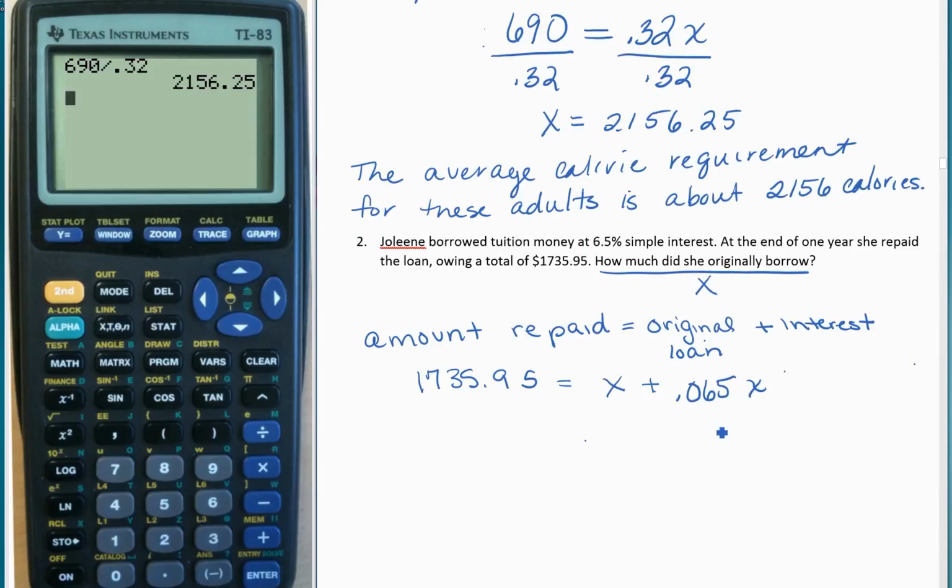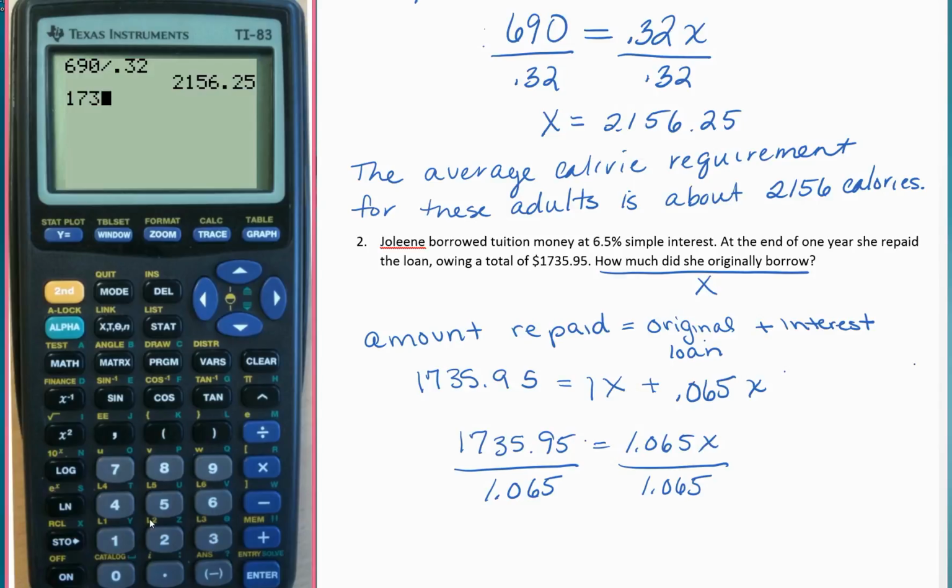Now to solve it, we can simplify like terms first. So this is like 1x. So we can combine those two pieces. So we'd have 1.065x. Now we need to divide both sides by 1.065. So that's something you can do in your calculator. And we see she originally borrowed, so we would get 1630 equals x.